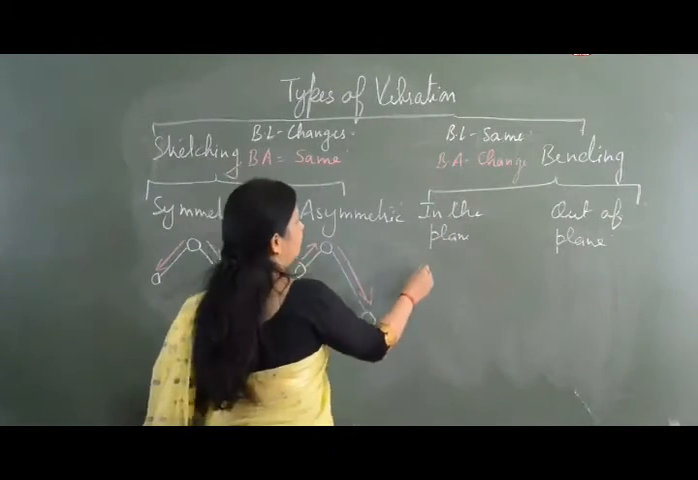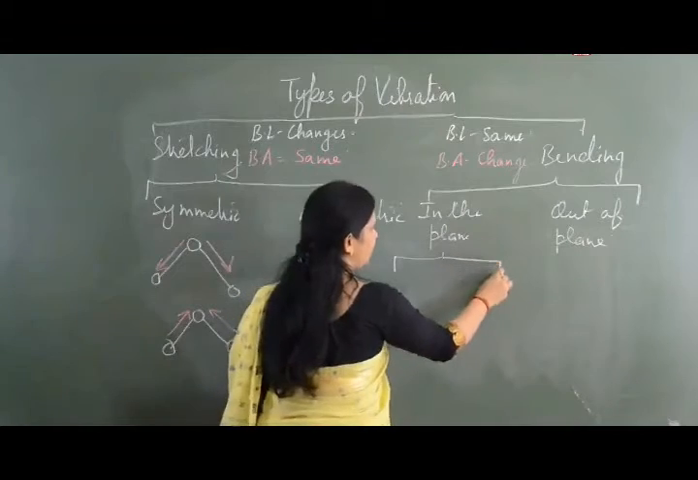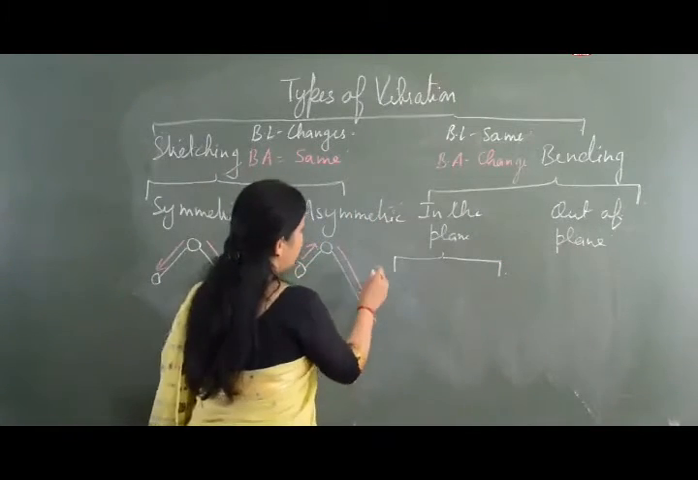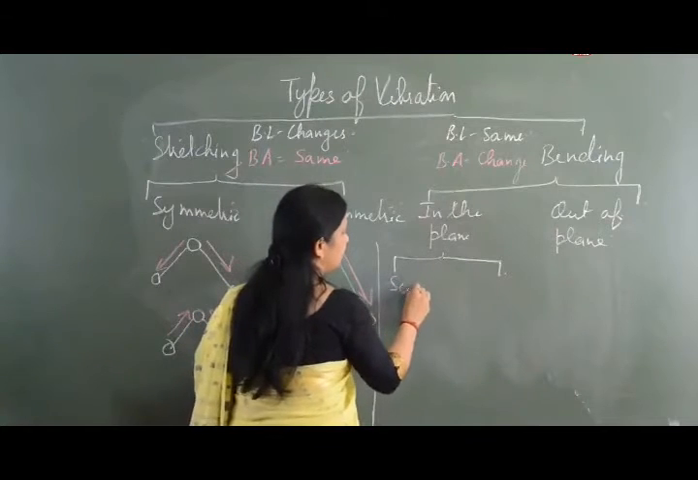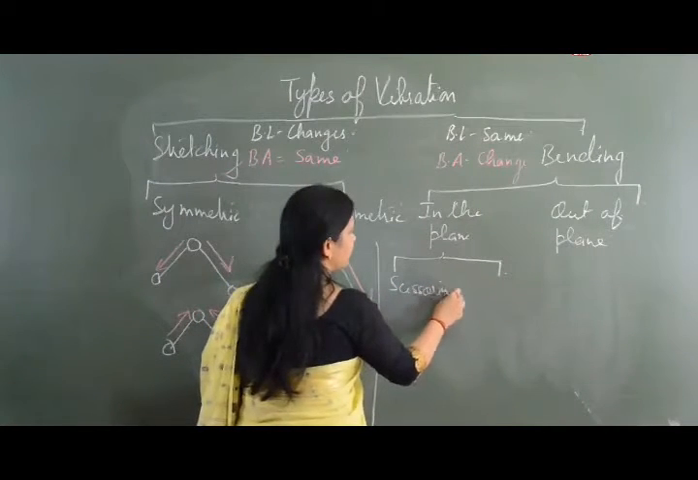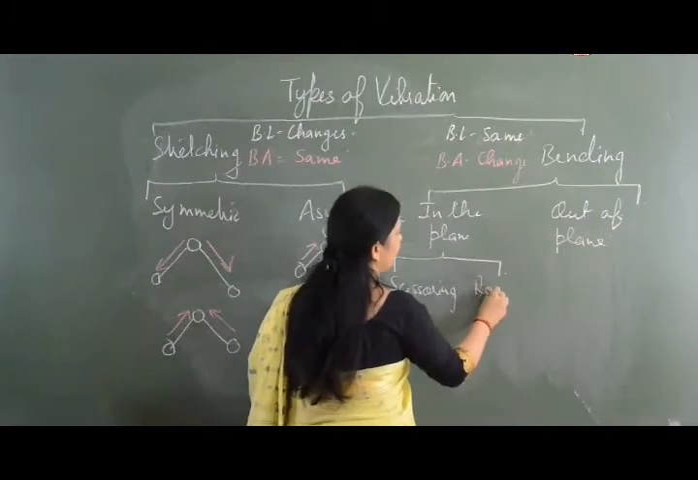Then again, in the plane bending is of two types. The first is scissoring. The other is rocking.